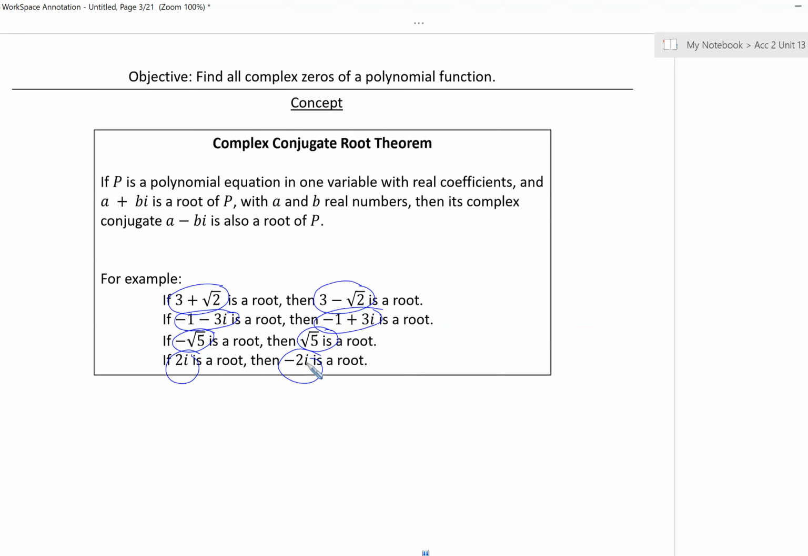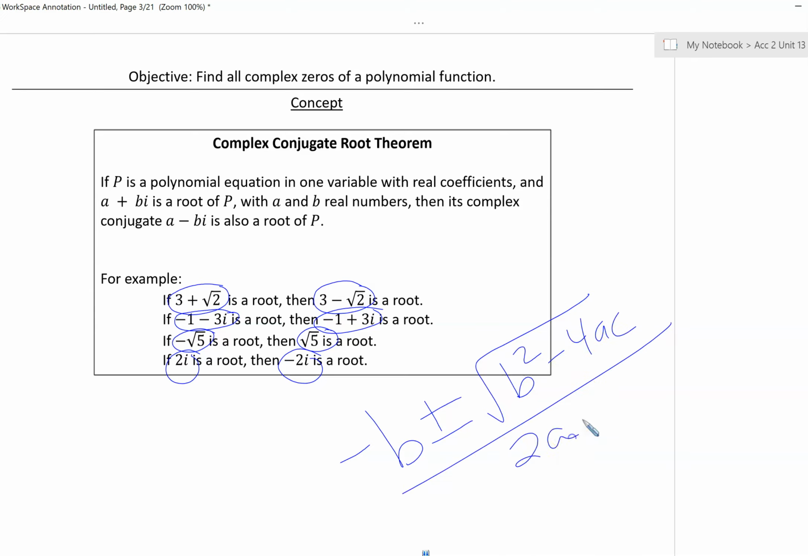And that comes from that plus minus that we do with our square root property, or the plus minus that we also have in our quadratic formula, where we have negative b plus or minus the square root of b squared minus 4ac all over 2a.